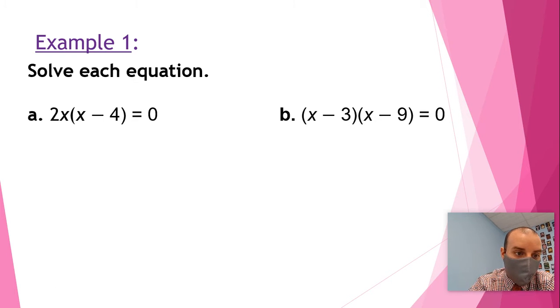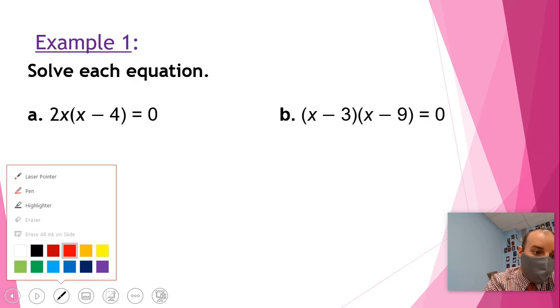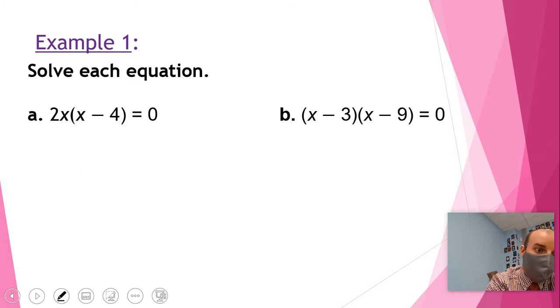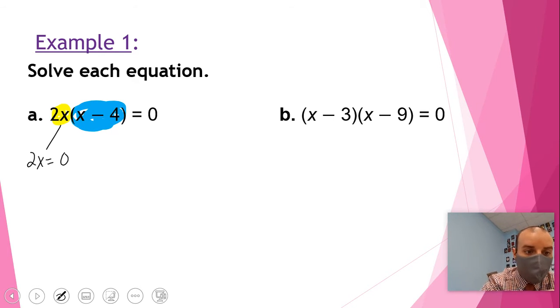First one, we've got 2x times (x minus 4) is equal to 0. So what we're saying here from the zero product property is either the 2x has to be equal to 0 or the x minus 4 part has to be equal to 0. So in order to solve this equation, we'll set both of the parts equal to 0 and we'll get our solutions. So this part's pretty easy.